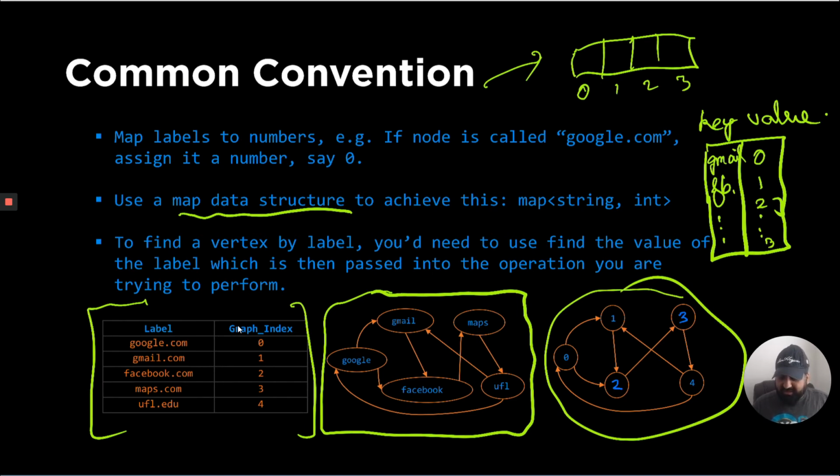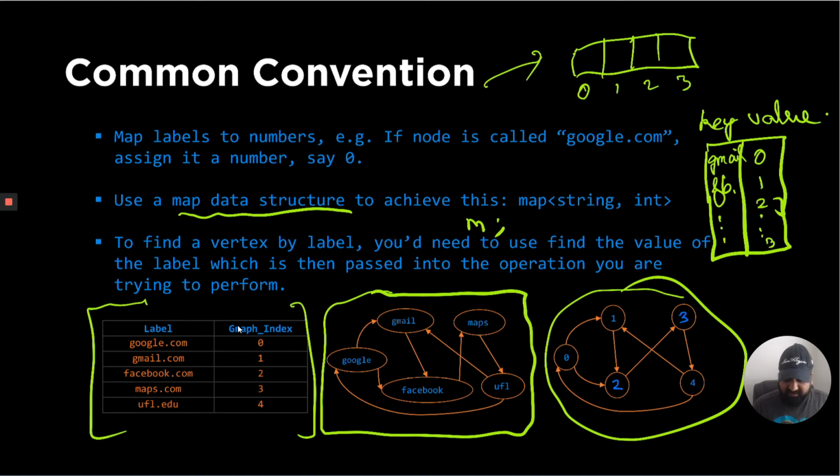Now, the way to get these indices is pretty straightforward in maps. So let's say you define a map in C++, let's call this M. This is the data type, which is a map of strings and integers, because we have strings as the keys and integers as the values. Now, if you want to insert an element into this map, like google.com, you can just do something like M of Google, in our case, is equal to the value, which is 0.